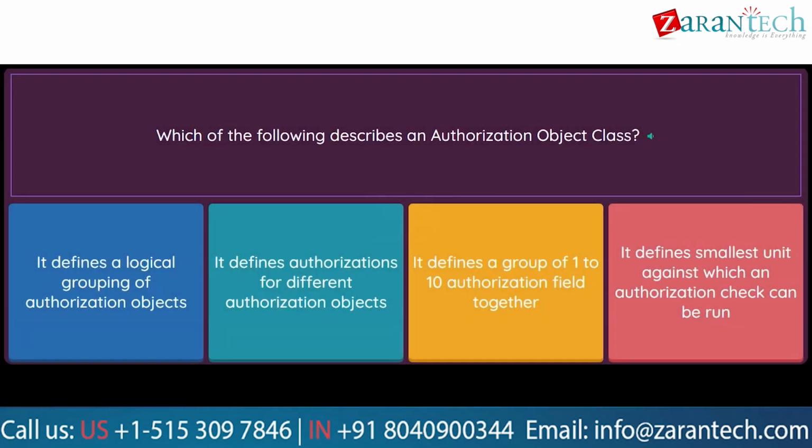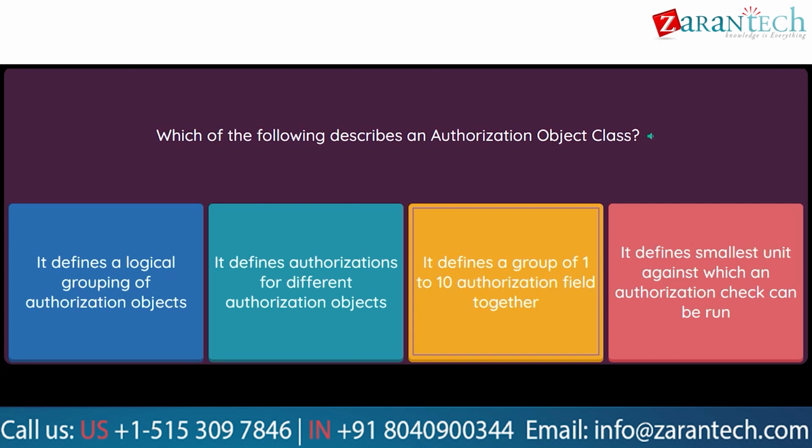Question: Which of the following describes an authorization object class? Option 1 It defines a logical grouping of authorization objects. Option 2 It defines authorizations for different authorization objects. Option 3 It defines a group of 1 to 10 authorization fields together. Option 4 It defines the smallest unit against which an authorization check can be run.